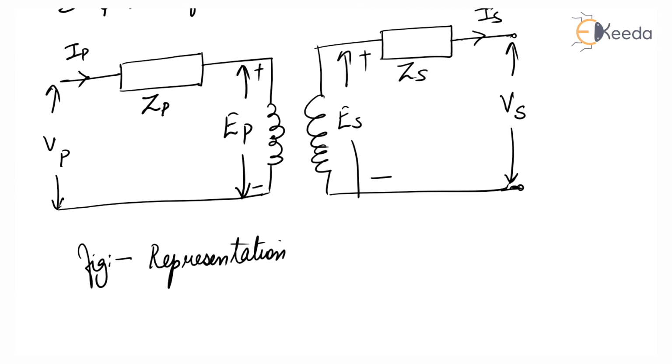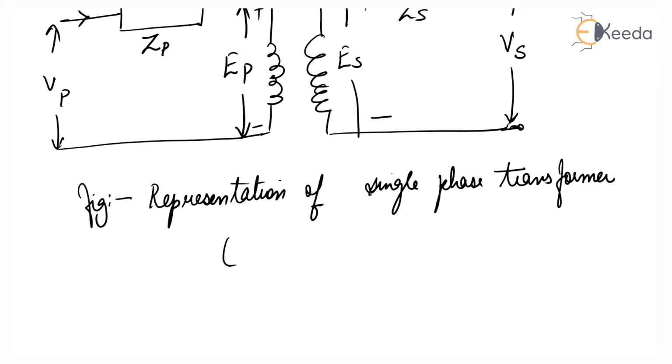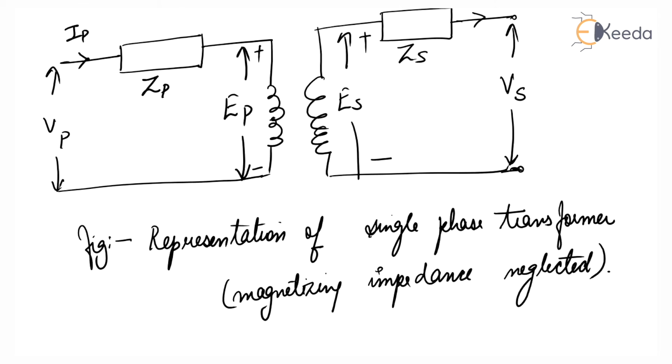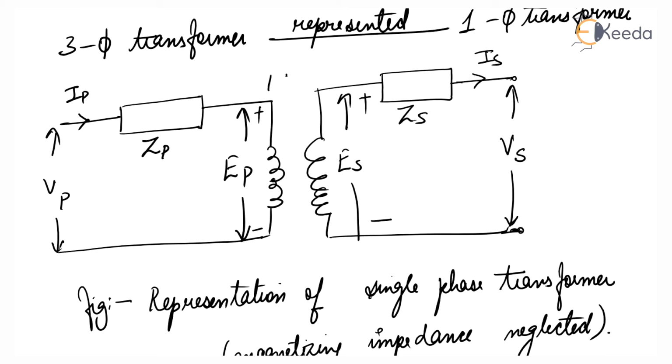Representation of a single-phase transformer when magnetizing impedance is neglected. So this figure shows a single-phase transformer in terms of primary and secondary leakage impedances ZP and ZS. And the transformer ratio is 1:A.